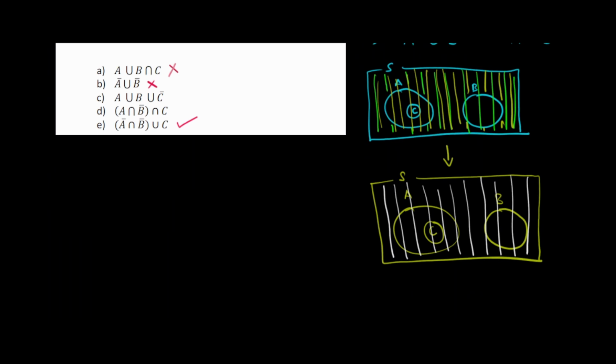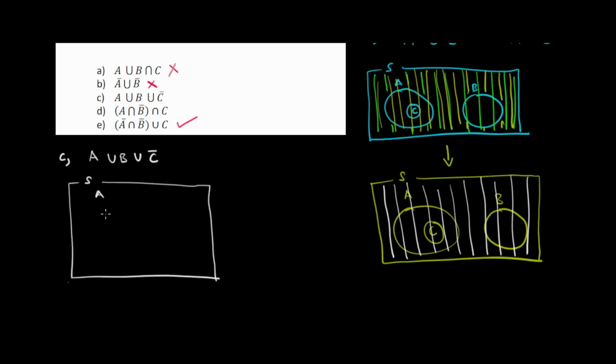Let us quickly go to C. Maybe we might represent C here. So what is C saying? A union B union not C. So it's like this. We still have A with C inside, then B.